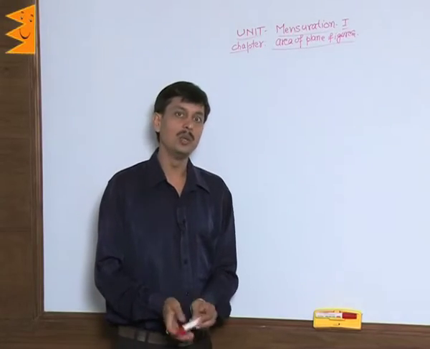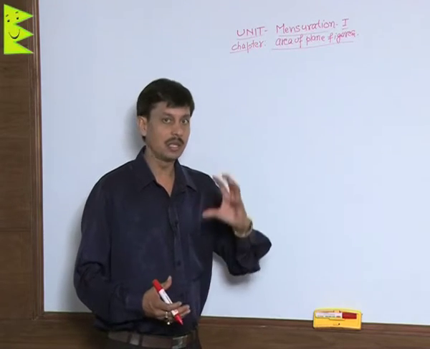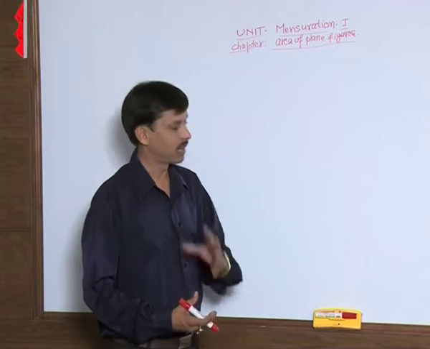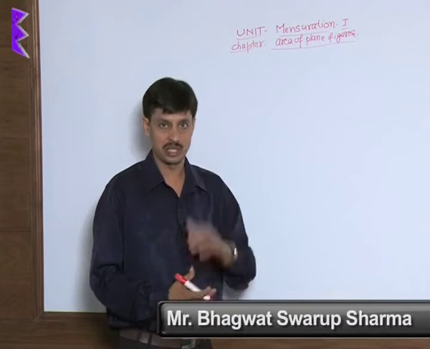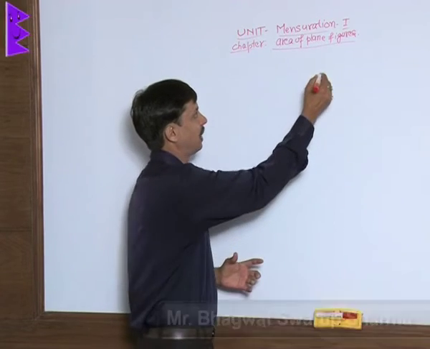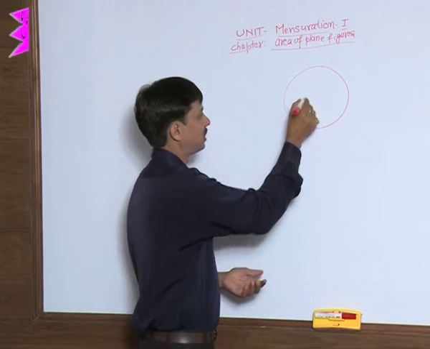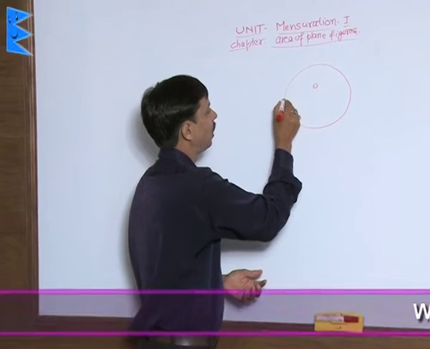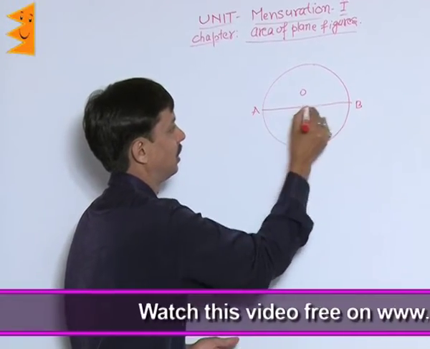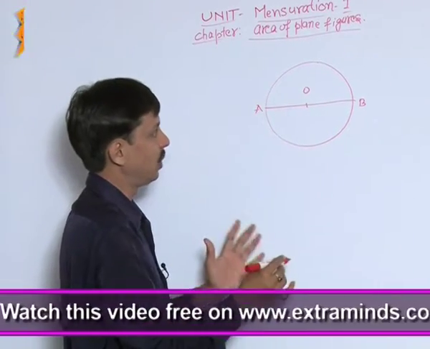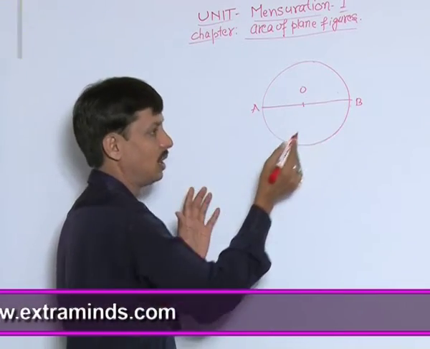Now I will tell you how to find the area of a segment in the different cases. What are the cases? The major segment and minor segment are being discussed with you. For example, if I take a circle, center point O, and this chord is the diameter, then in this situation, what is this? Semicircle.